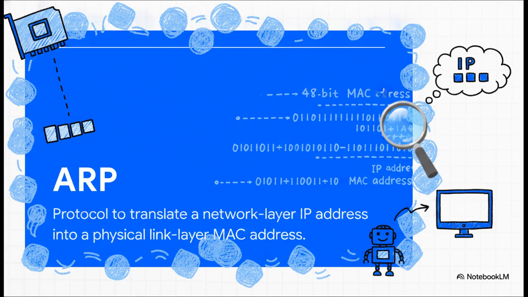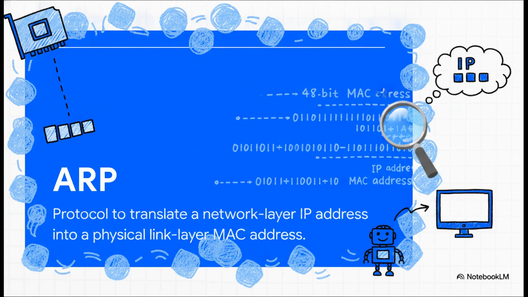Which brings us to Section 5, the final mile, ARP. We've used IP routing to successfully make it to the correct local network, but now we face our final hurdle, actually finding the physical hardware. IP addresses are logical, right? They get you to the right neighborhood. But computers don't ultimately talk to IP addresses, they talk to physical network interface cards. And since network cards only understand 48-bit MAC addresses, not IP addresses, ARP acts as our final essential translator.